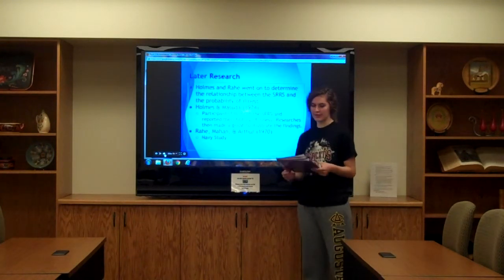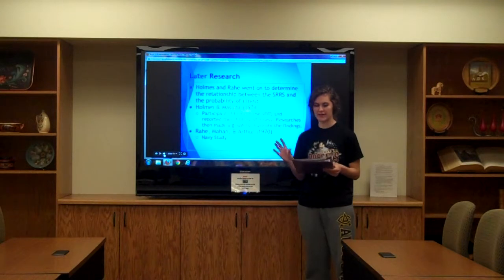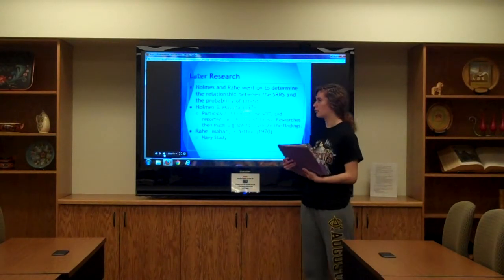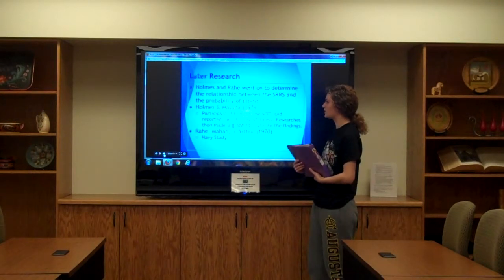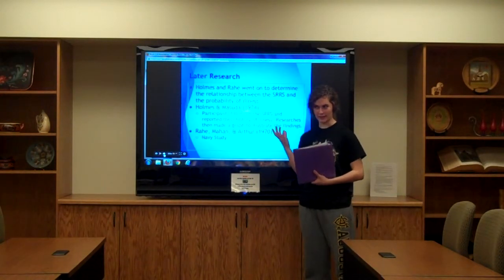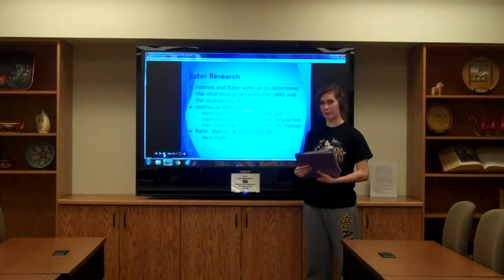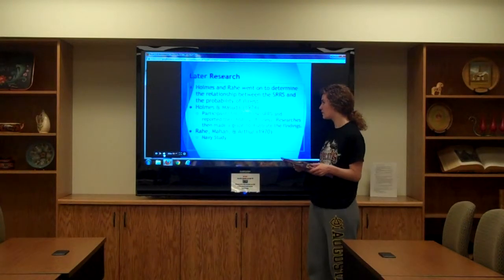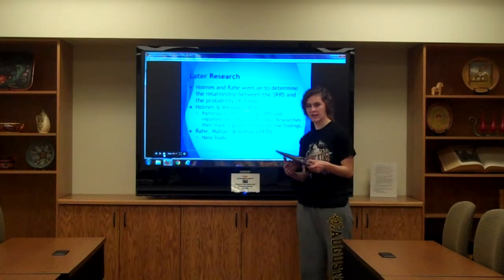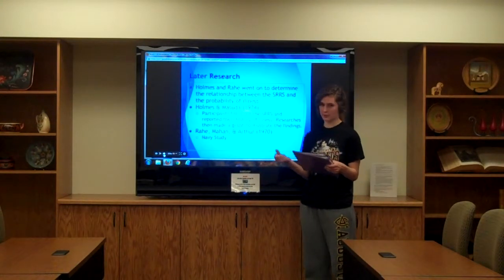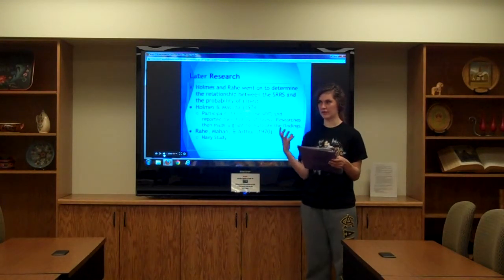In later research, once they had created this standardized scale to measure stress levels, Holmes and Rahe went on to determine the relationship between the SRRS, the Social Readjustment Rating Scale, or the levels of stress, and the probability of illness. So in 1974, Holmes and Masuda conducted a study in which several thousand participants used the Social Readjustment Rating Scale to calculate their stress levels.